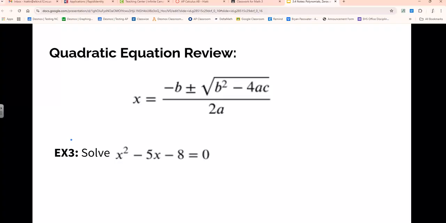Okay, so there are going to be some zeros that we find sometimes that aren't whole numbers, and we are going to need to know how to find those using the quadratic formula. So this question is just a quick review of the quadratic formula. Do you guys remember doing it? It would have been math 2: negative b plus or minus square root of b squared minus 4ac, all over 2a, right?